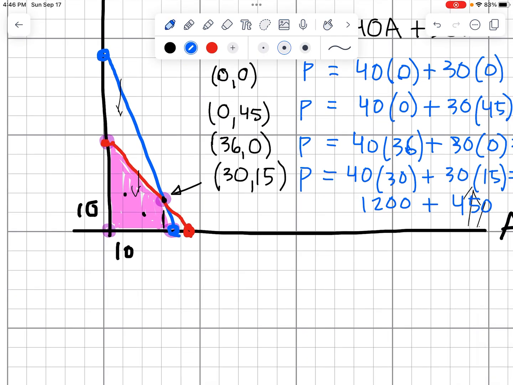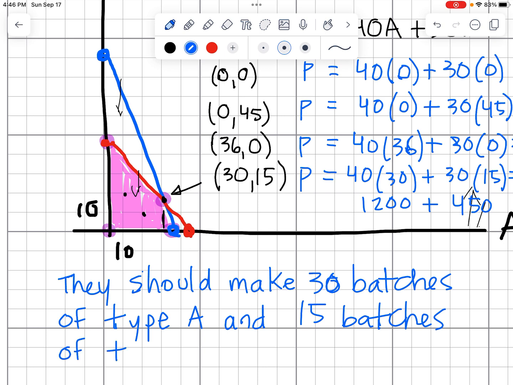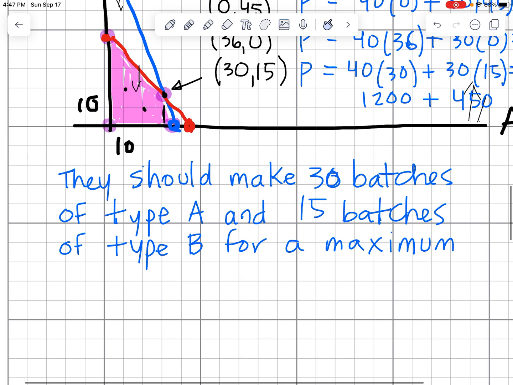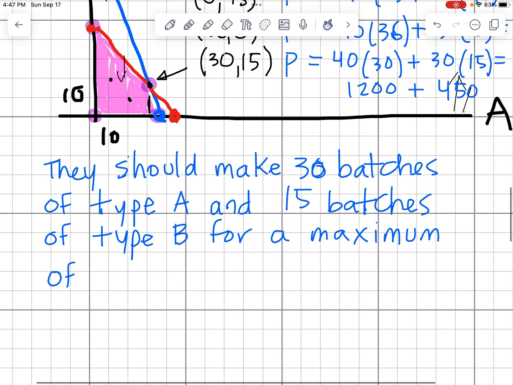And so I'll say they should make 30 batches, that's a 30, of type A, and 15 batches of type B, for a maximum profit of, and I have to look back up, what was that? $1,650.